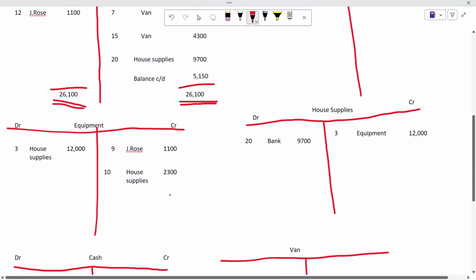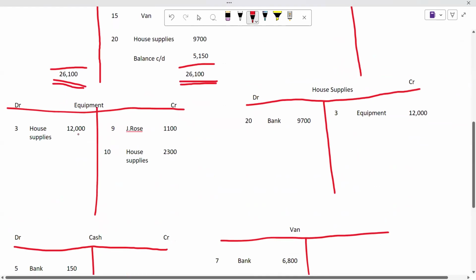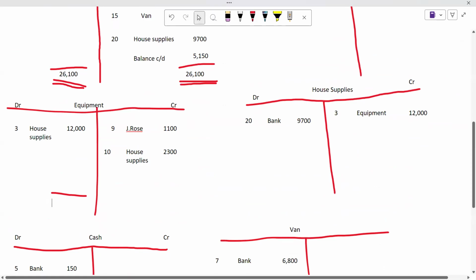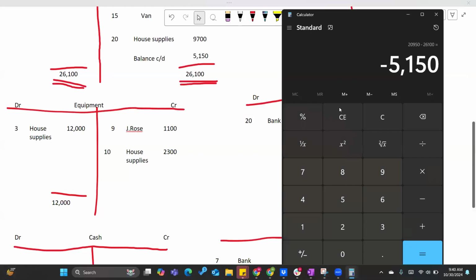Now let's look at the equipment, right? So let's use some common sense. The debit side has 12,000, which will be greater than the credit side because I've got 2,300 and 1,100 here. So the total for the debit side is simply 12,000. I will simply write it because I have nothing else to sum it up with. And here I'll open my calculator. It's 1,100 plus 2,300. It's 3,400. And this is 12,000. So I'm just going to take a difference of these two totals, and it's going to give me 8,600.